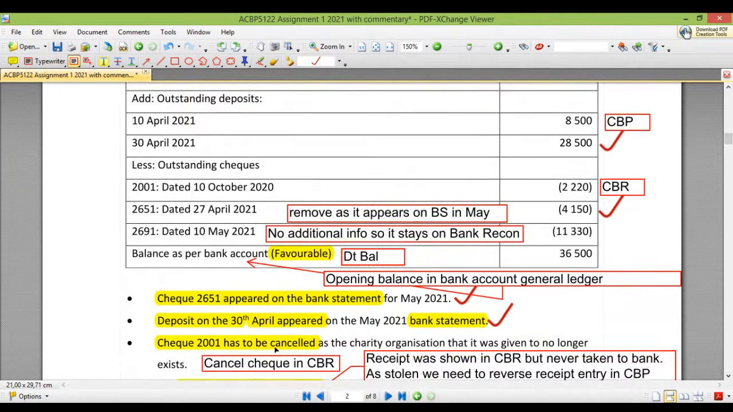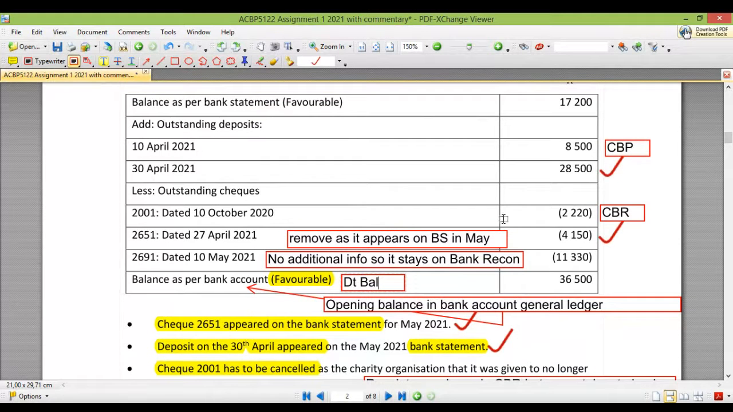Then check 2001 has been cancelled, and that was to a charity organization. Now, originally when we did it, it would have gone through the cash book payments. Now, if we reverse it, then we put it through your cash book receipts. So on the bank recon, I write cash book receipts, and once I've entered it in the cash book receipts, I can tick it off. Then I know I've dealt with that item.